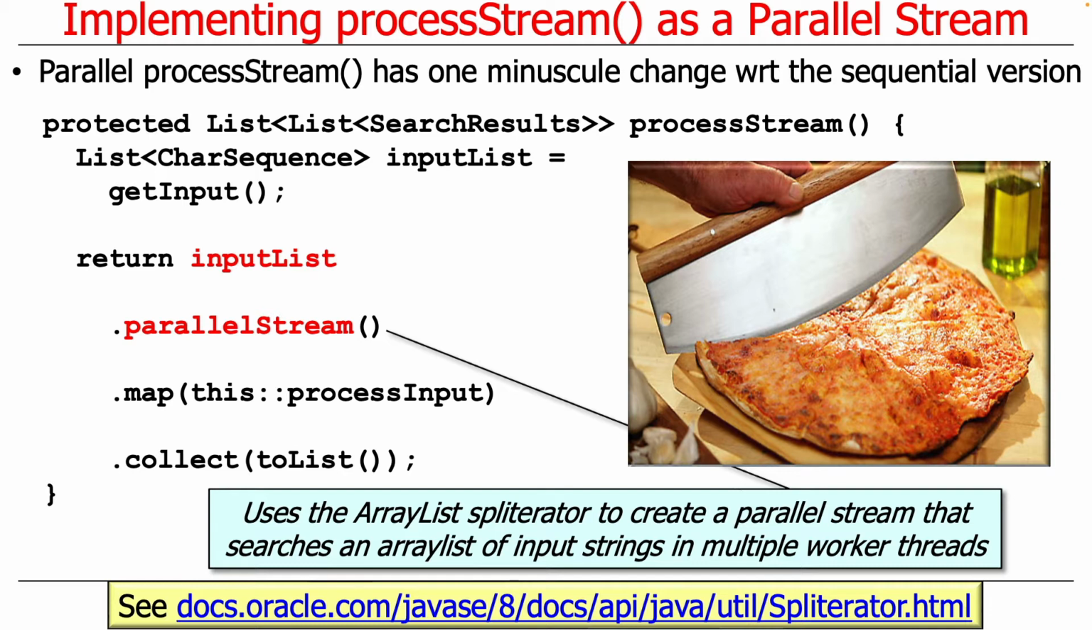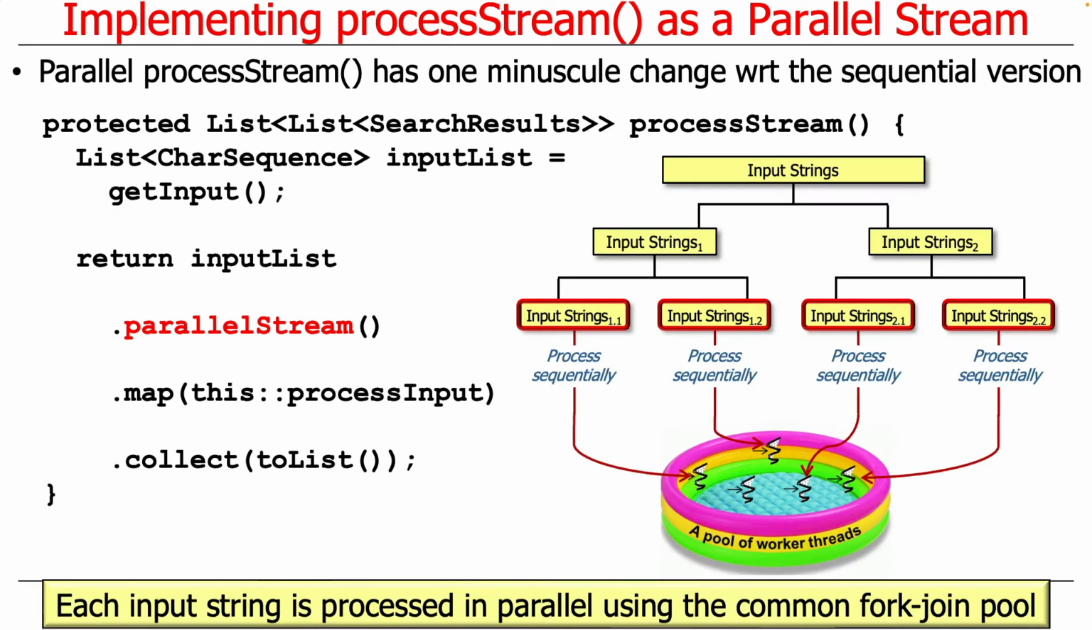And what we do when we use .parallelstream is, under the hood, that uses the ArrayList splitterator. ParallelStream uses the ArrayList splitterator in order to create a parallel stream that will take the works of Shakespeare and then map it to all the underlying worker threads in the common fork join pool. So it's going to split up the input list into these chunks. Each input string is thus processed in parallel using the common fork join pool.